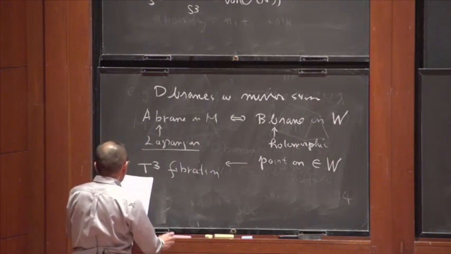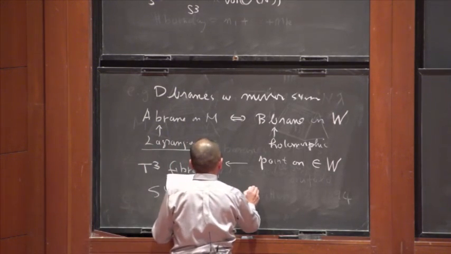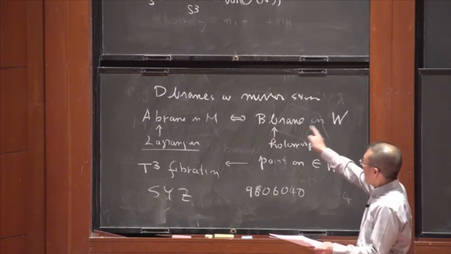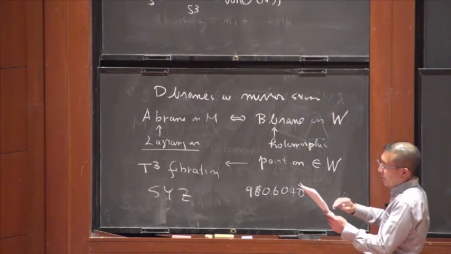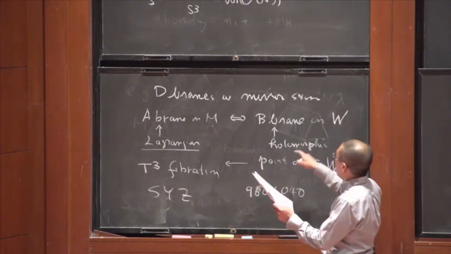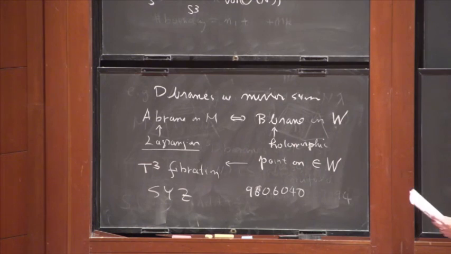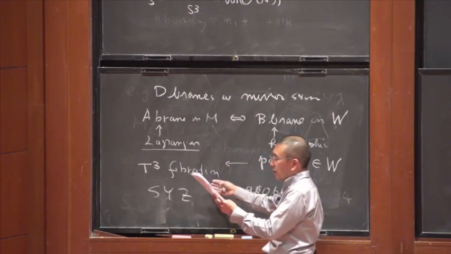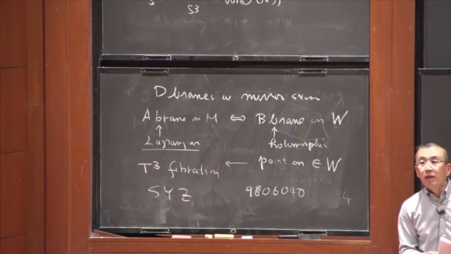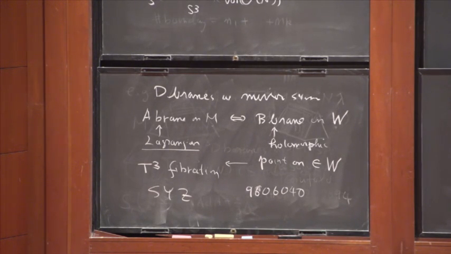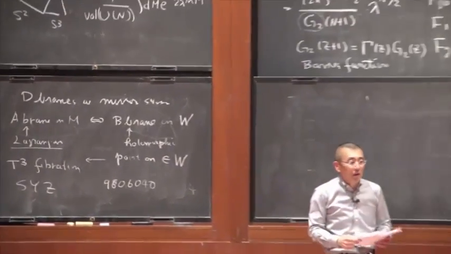So this led Strominger, Yau, and Zaslow to conjecture in their beautiful paper in 96-06-040 that for any pair of Calabi-Yau manifolds which are mirror partners to each other, the Calabi-Yau manifold M, which admits a mirror partner, must have a family of special Lagrangian T3 fibration on it, so that the moduli space of the special Lagrangian 3-brane with its instanton gives rise to the mirror W itself. Okay, so now, rather than proving this conjecture in generality, let me explain how it works in practice, how you can actually use this to derive the mirror partner.